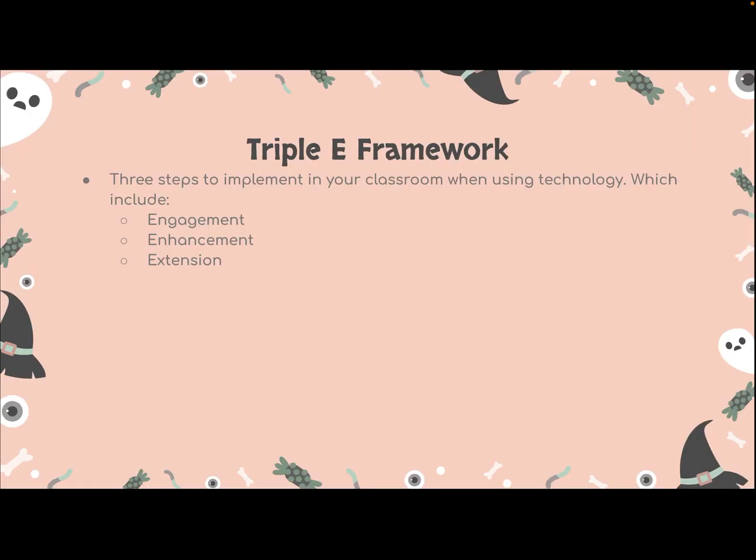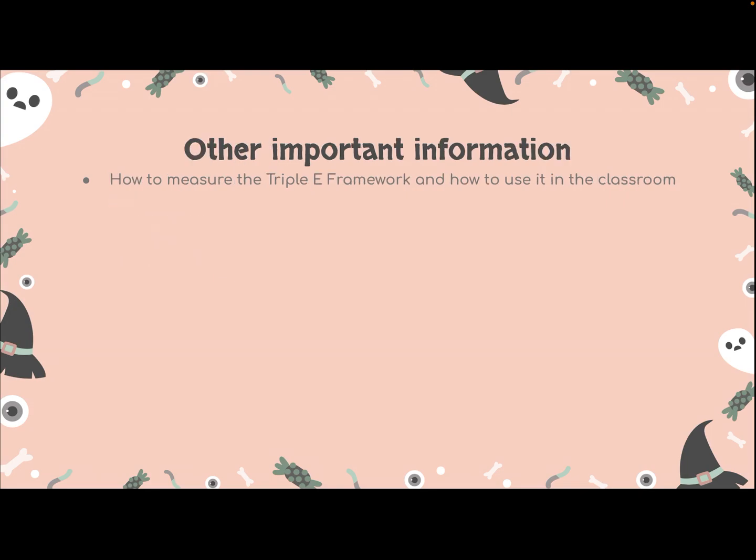So the main focus of this book was on the EEE framework, which consists of the 3 E's: engagement, enhancement, and extension. Other important information to note is that, yes, there are different methods other than the EEE framework discussed in this book, but for this book review, I'm focusing primarily on the EEE framework because that's what the book focused on the most. And other info that kind of correlates with the EEE framework was how to measure it effectively, and also kind of how would you use it in the classroom.